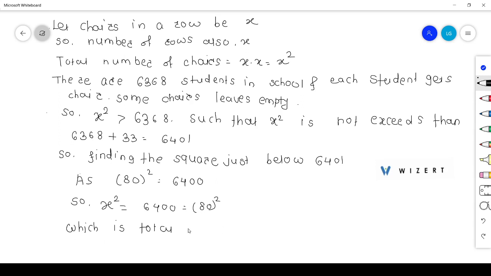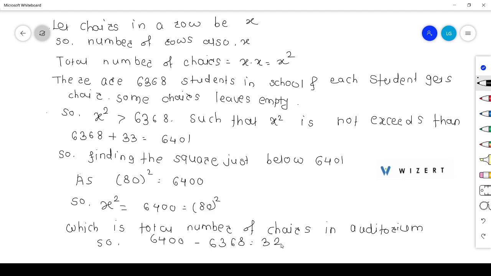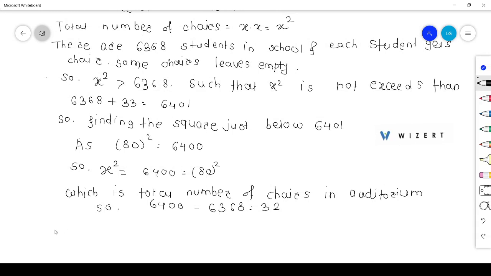This is the total number of chairs in the auditorium. So, 6,400 minus 6,368 is 32. So, 32 chairs remain empty.